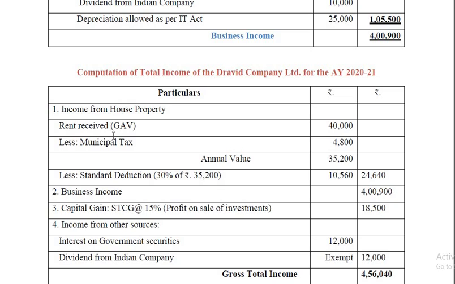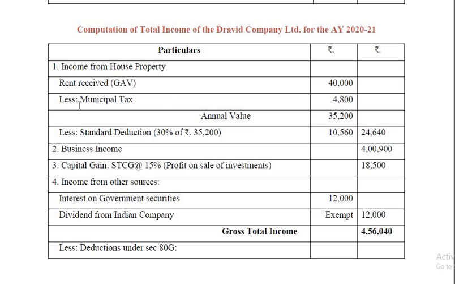Expected rent must be compared with the actual rent received, whichever is less should be taken as gross annual value. So gross annual value is 40,000. Okay, municipal tax should be deducted here, 4,800. So from the gross annual value, if you deduct this 4,800, you will get annual value 35,200.